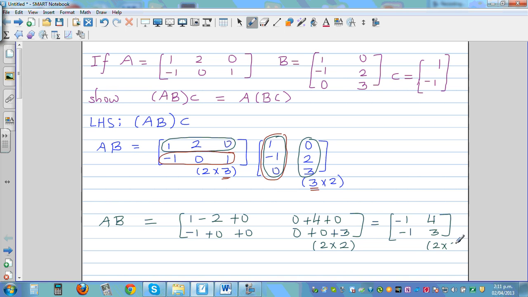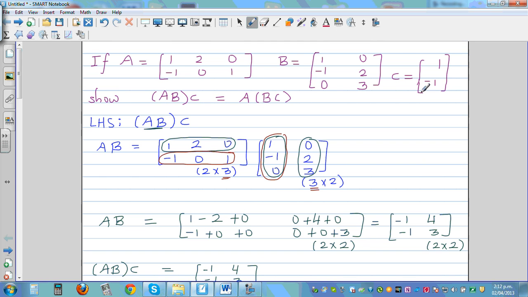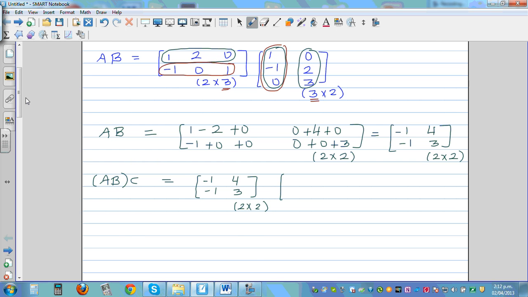So we have done AB, and now you have to multiply by C. So let me write it again. This is AB times C. AB, which is a 2 by 2 matrix, is negative 1, negative 1, 4 and 3. I'll go very slowly. And you have to multiply to C. What's the dimension here? You've got 2 rows and 1 column. So this is a 2 by 1 matrix, which is 1, negative 1. So can we multiply?